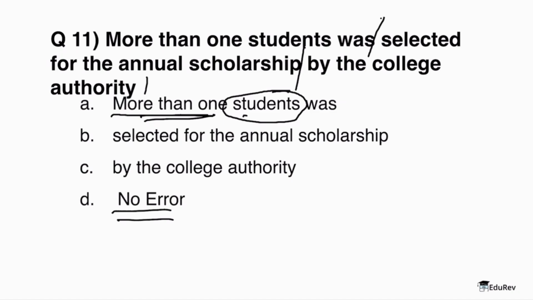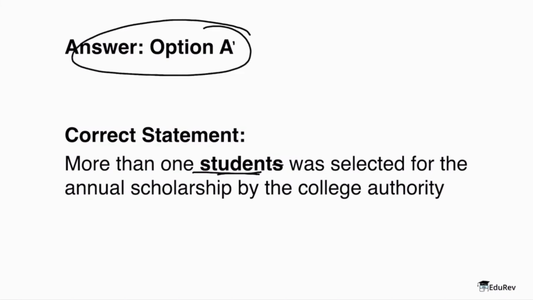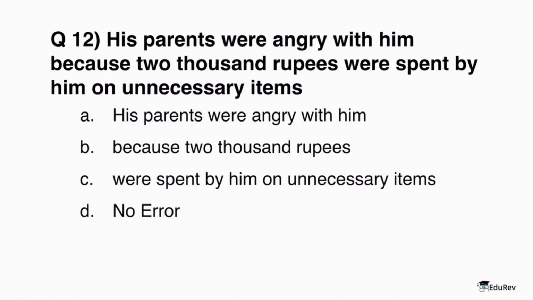So the noun students here is wrong, and it should have been written in the singular form. So here the subject should have been singular. More than one student was selected for the annual scholarship by the college authority would have been the right statement. So the problem here is with part A. So the correct answer is option A. And the correct statement is more than one student was selected for the annual scholarship by the college authority. Answer is option A. Now question number 12.